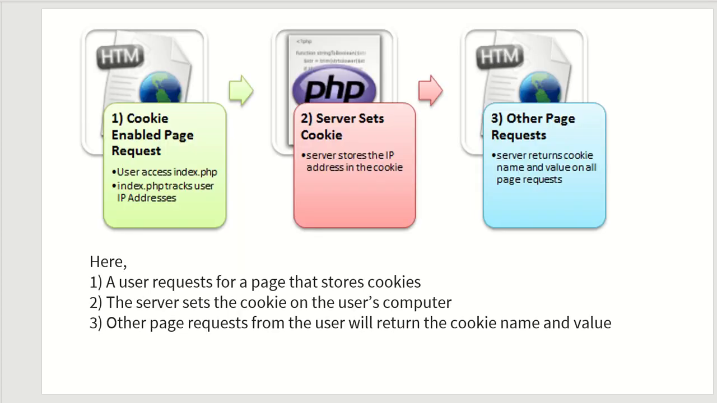Next is how it works. Three steps. Cookie enabled page request: the user requests a page that stores cookies. Second, the server sets cookies. That means the server will set the cookies on the user's computer. And the third point, other page requests: other page requests from the user will return the cookie name and its value.